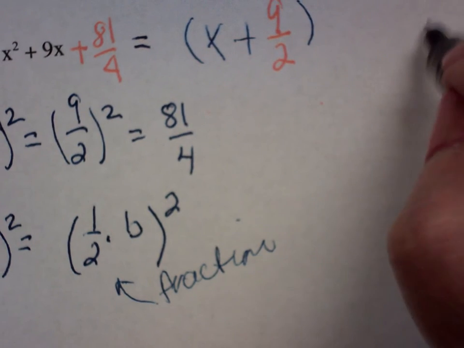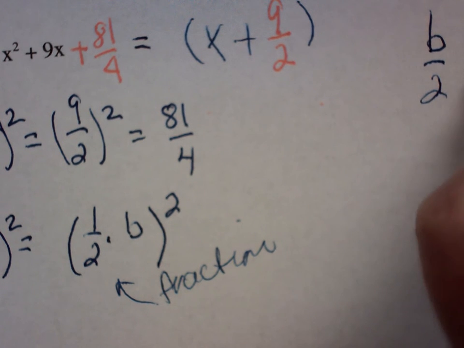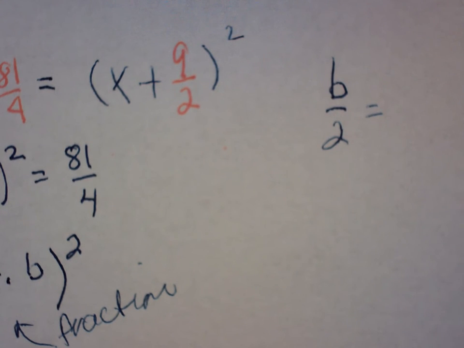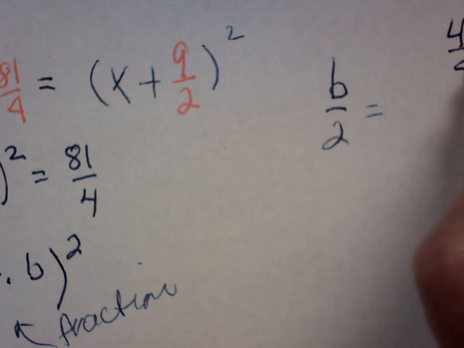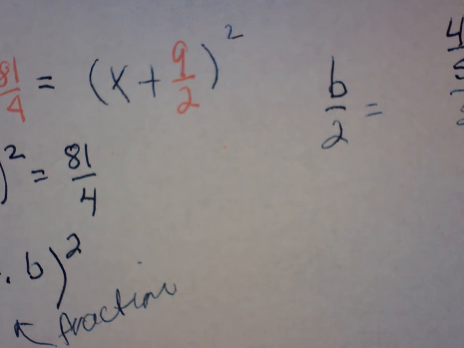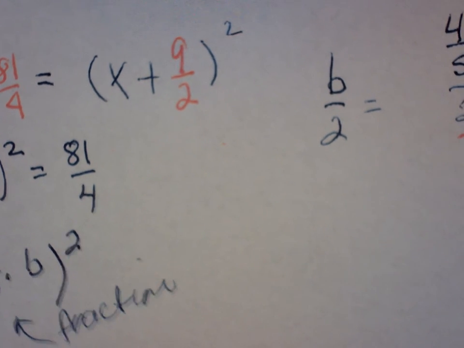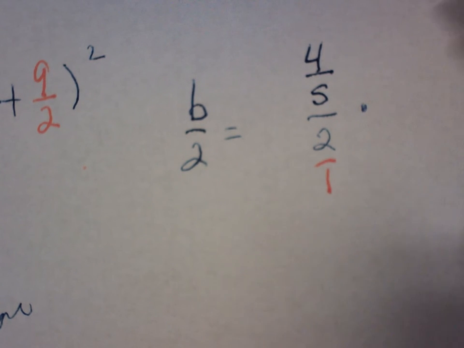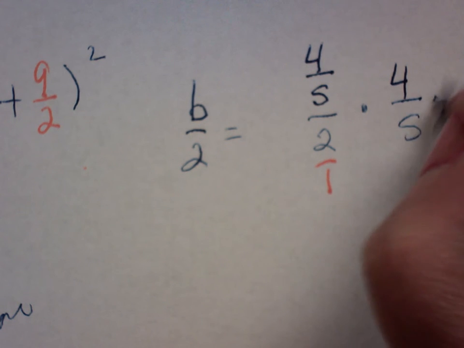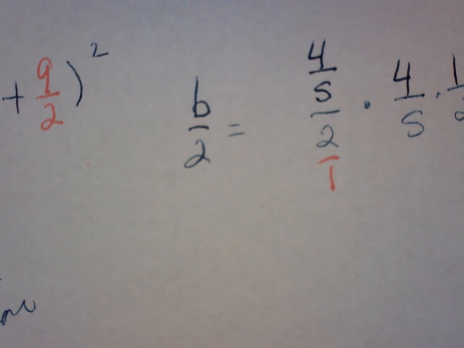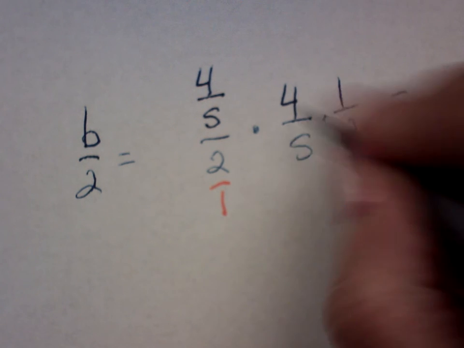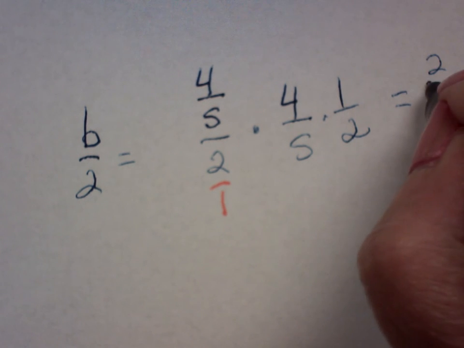So again, if I had b over 2, and the next problem happens to be b equals 4/5, I'd say 4/5 over 2. Well, this is 2 over 1. Now remember, it's the good old complex fraction. I'd have to invert and multiply. And then that, of course, is going to come out to be 2 over 5, because this reduces out.